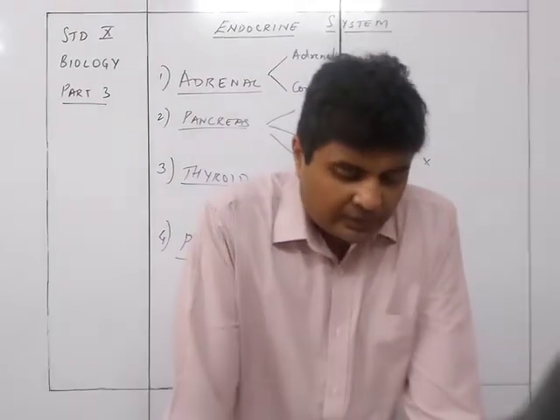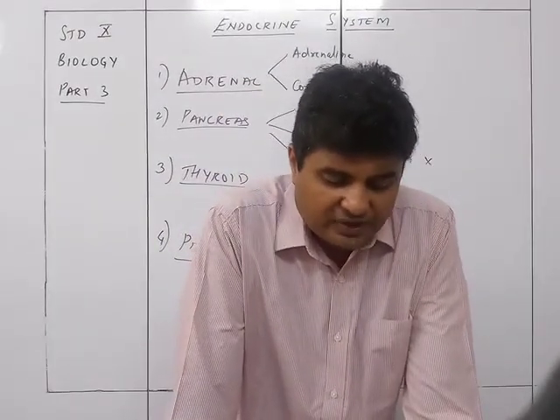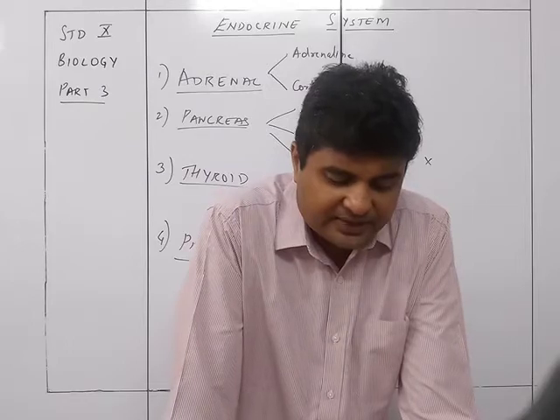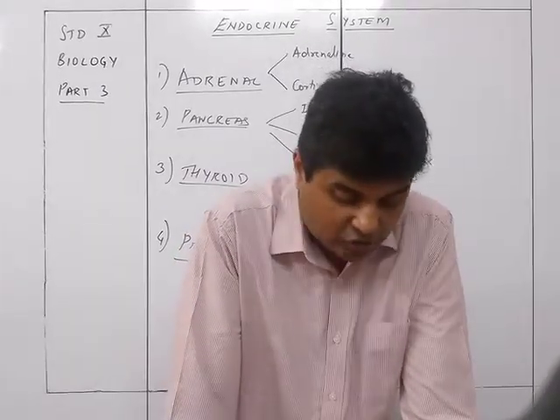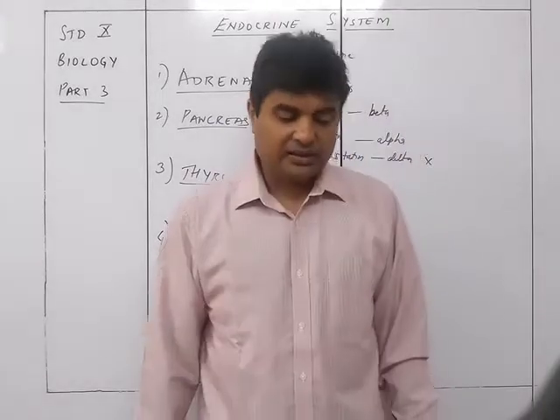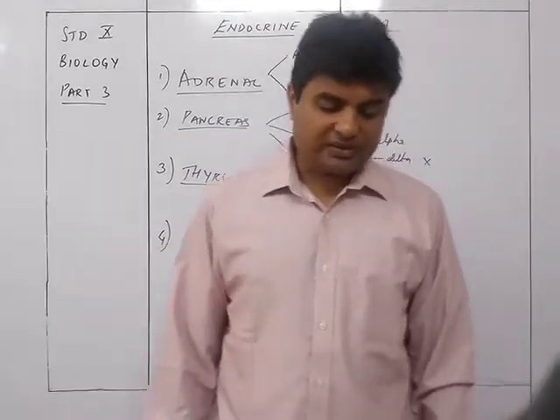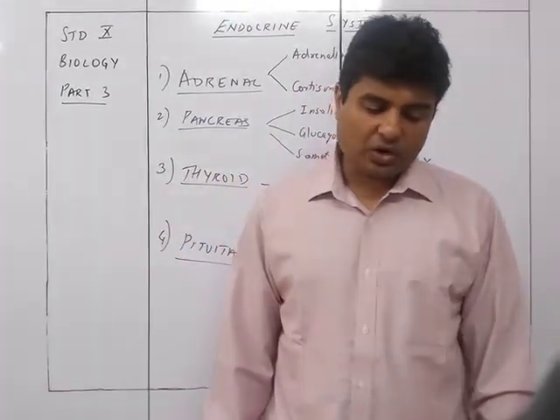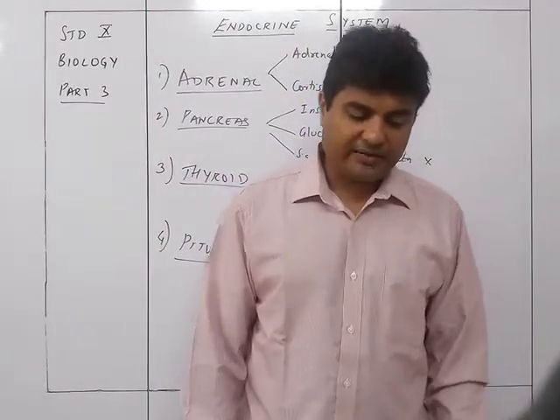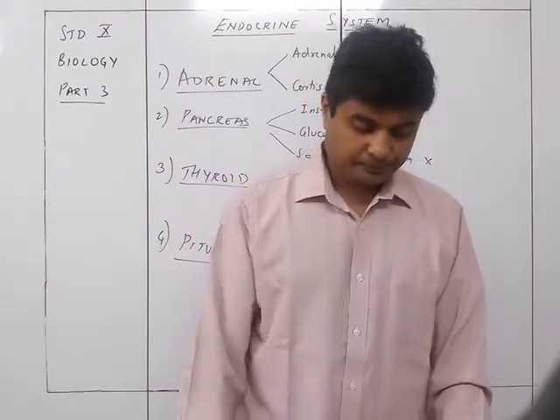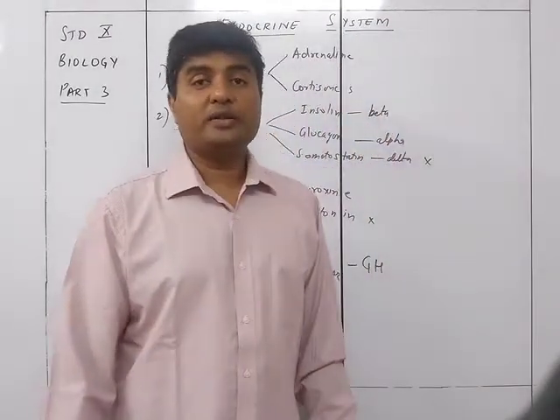So if oversecretion of growth suddenly occurs in the adult, there is an extra growth of bones in the jaw, particularly in the face, particularly the jaw, and in the hands and legs. The person develops a large nose and thick lips. This condition is called as acromegaly. That is, acro means height, extremities, and megaly means large. So that was about the growth hormone.